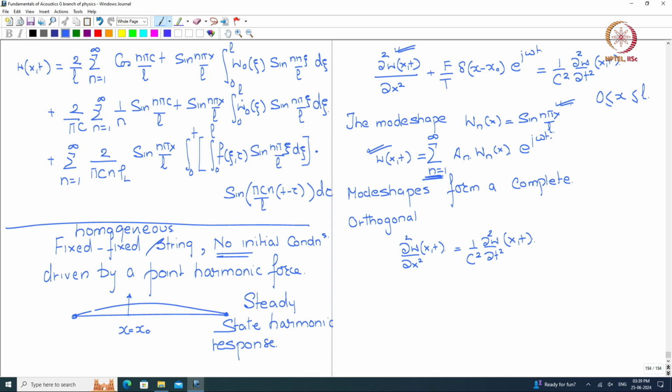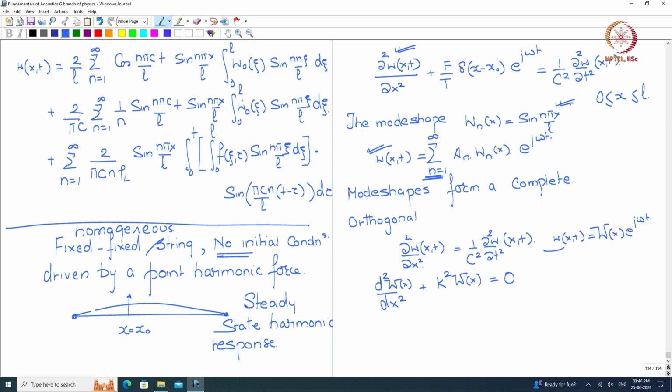Okay, now I am going to excite it harmonically, so my w of x comma t will be some capital W of x e to the power of j omega t. Okay, and if I substitute in here, I get d2 w dx square plus k square w equal to 0.